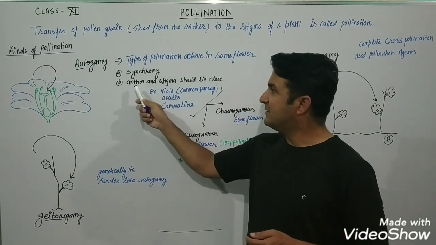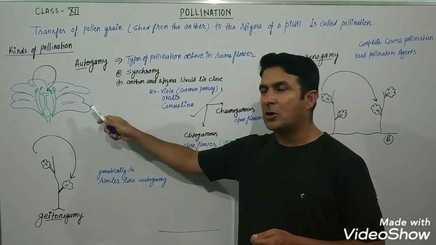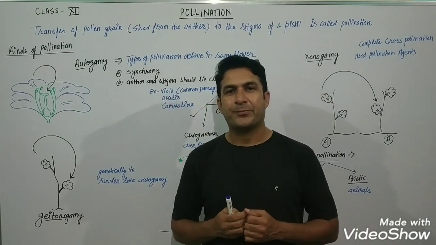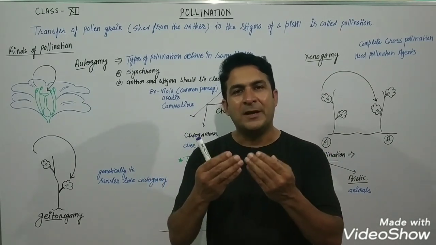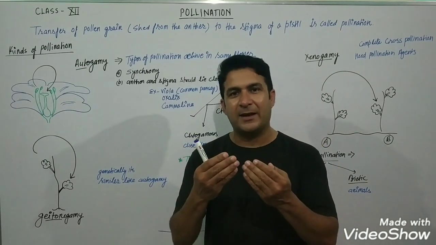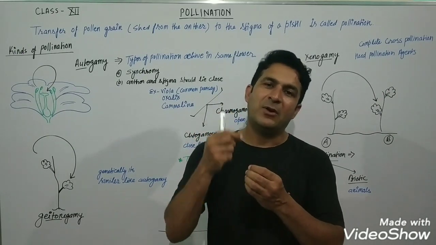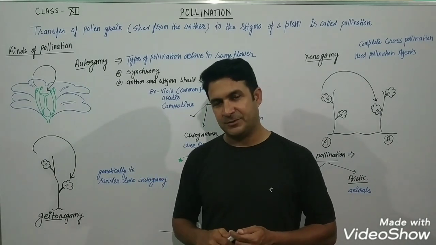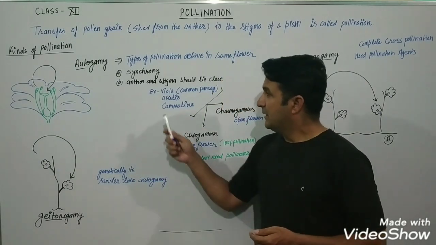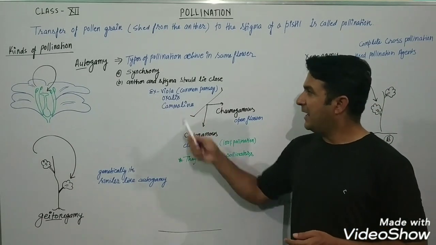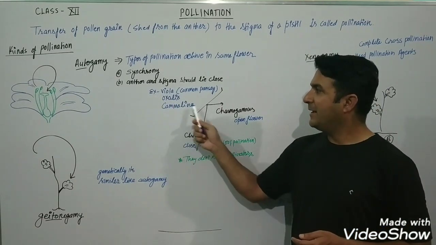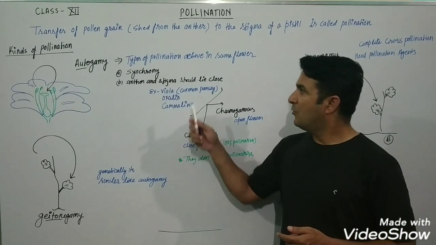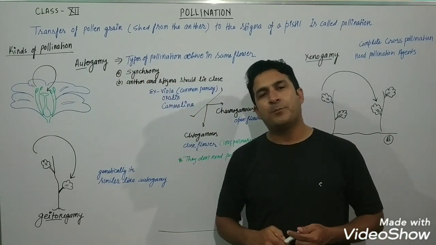After that, the next is anther and stigma position. I'm talking about autogamy. The anther and stigma should lie closely. If both are near each other, dono ek dusre ke paas mein rahenge, so the transfer of pollen becomes easy, and that ensures autogamy or self-pollination, right? There are some examples like viola, oxalis and commelina. These are three species of plants which have autogamy type pollination.